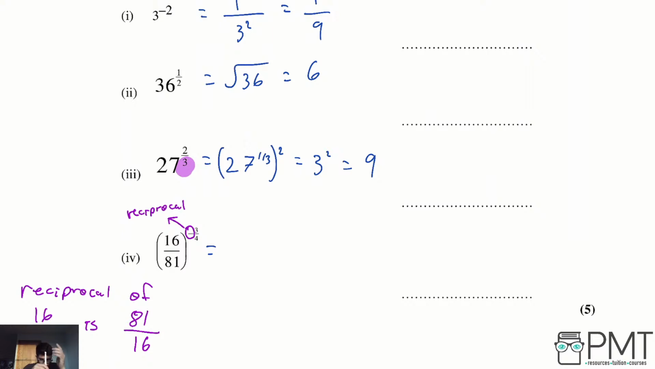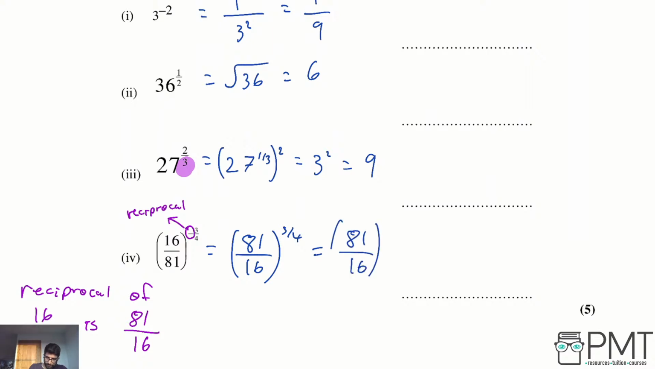Well done. And that means you can write this as 81 over 16 to the power of 3 over 4. That's how we get rid of the negative signs, and that's the first thing you can do. Then remember, you want to take the root first. So 81 over 16, to the power of 1 over 4, and then you're going to take the third power out.